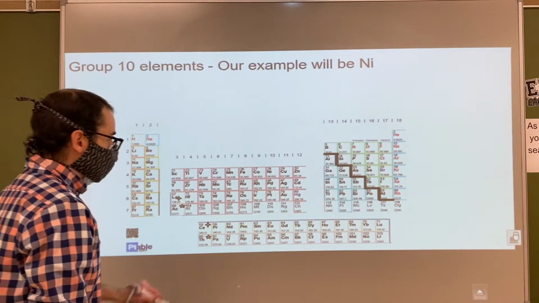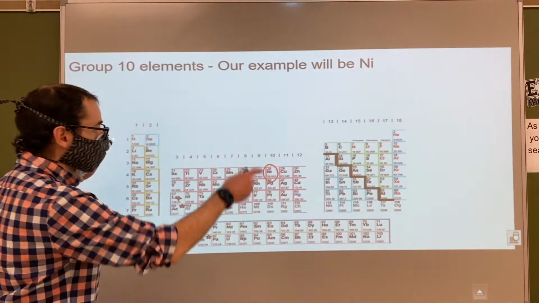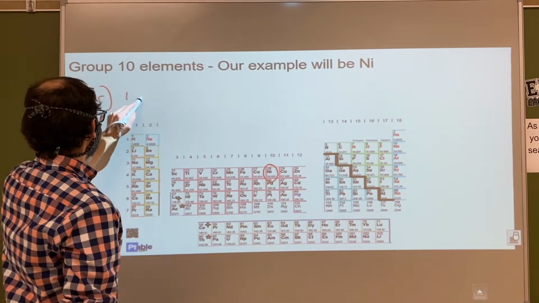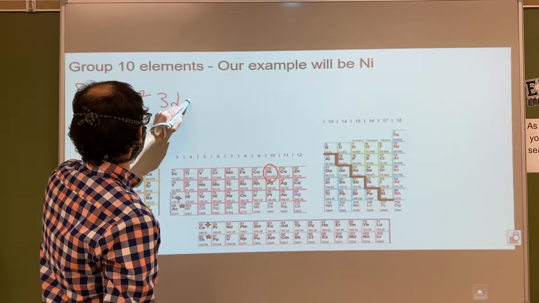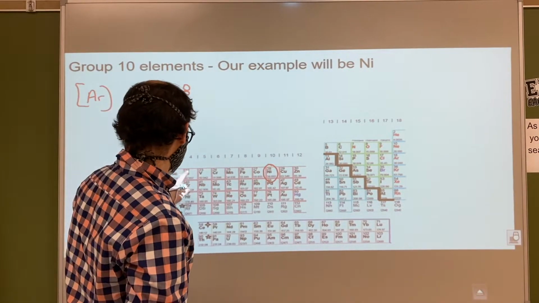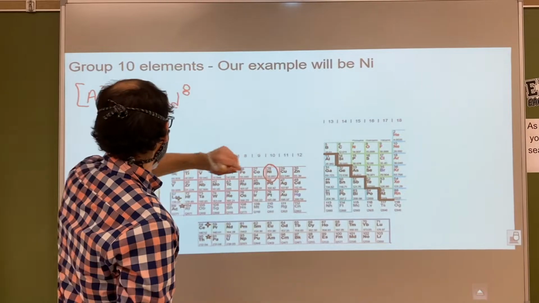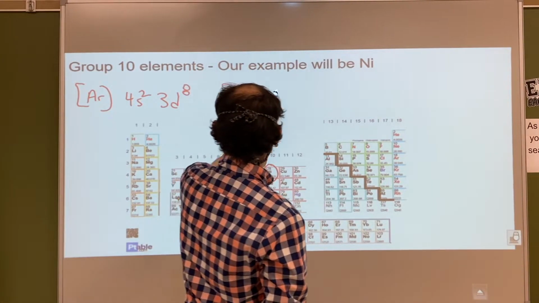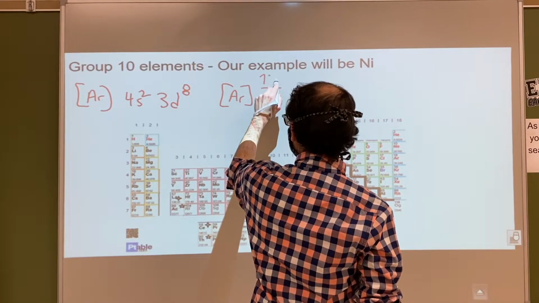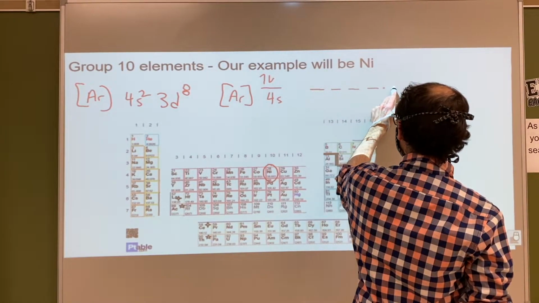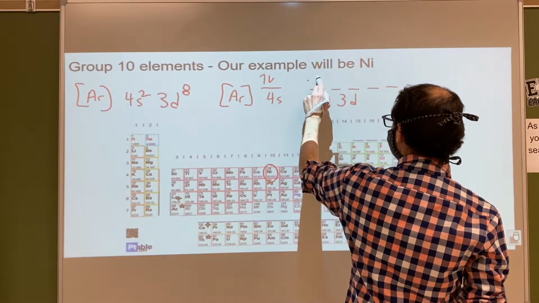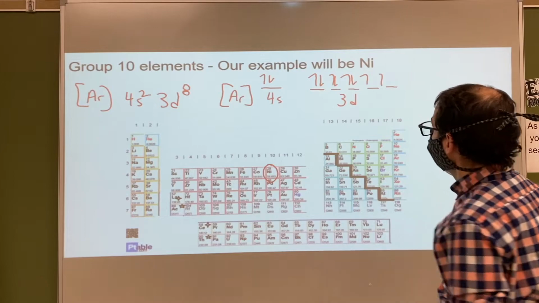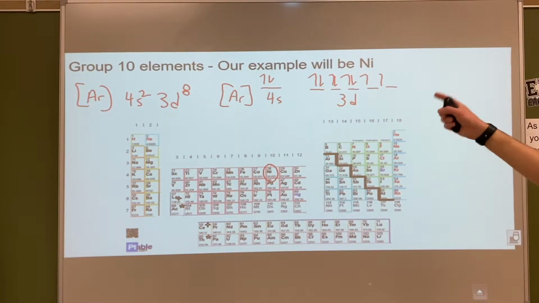All right, let's check out nickel. Nickel, we have argon. We have 4s2, 3d, probably 8, right? 1, 2, 3, 4, 5, 6, 7, 8. Yep, all right, cool. All right, we have 4s2, 3d8.